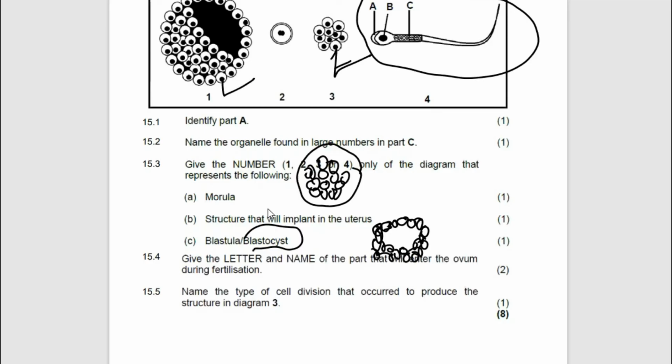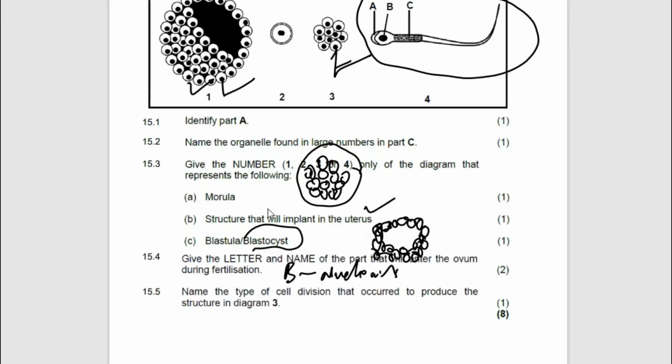And then they are saying the structure that will implant. Which structure will implant? The moment you form a blastula, it is going to form finger-like projections, which you call chorionic villi, which are used for implantation. So basically, it's going to be number one again. Give the letter and the name of the part that will enter the ovum during fertilization. This is the second time they're asking the same question. So it is B, and it is what?